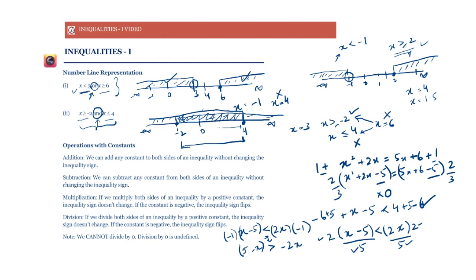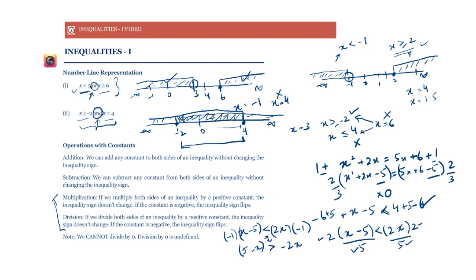Again, it flips when we divide by a negative number. Look, division is nothing but a kind of multiplication only, right? So if I say that I am multiplying an inequality by 1 by 3, basically I'm dividing by 3. So it's the same thing only. So in case we are multiplying or dividing an inequality by a positive number, then nothing changes. The sign stays as it is.